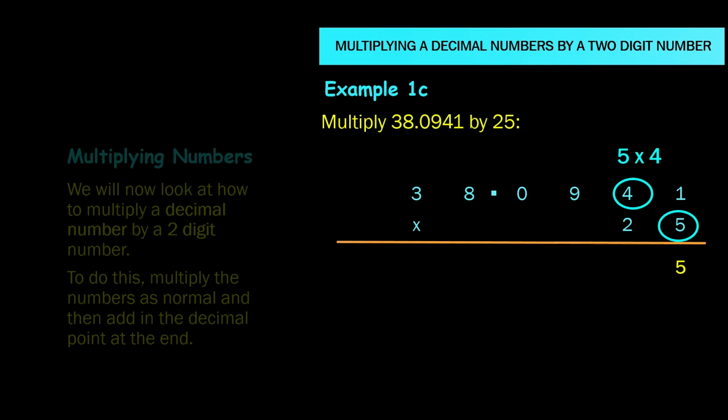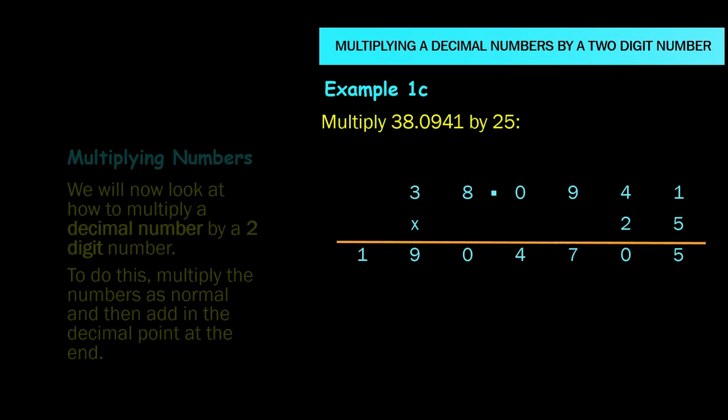5 times 4 is 20. Position the 0 in the same column as the 4 and carry the 2 over to the next column along. 5 times 9 is 45. Remember to add the 2 to give the answer 47. Position the 7 in the same column as the 9 and carry the 4 over to the next column along. Now continue in the same way until you reach the very end, as shown.